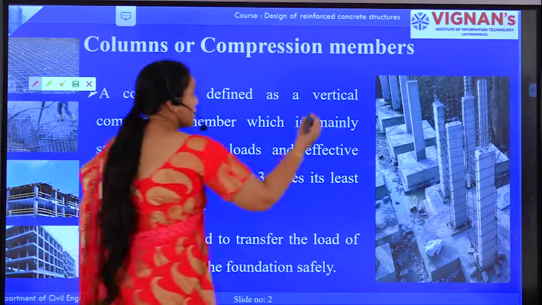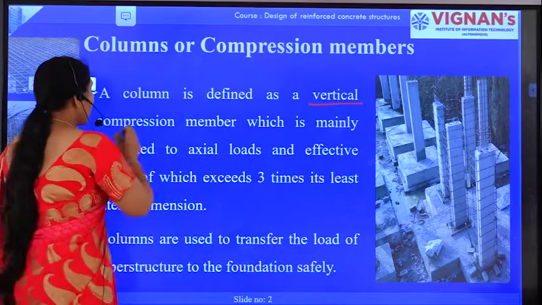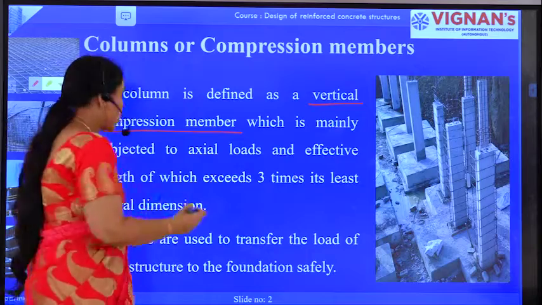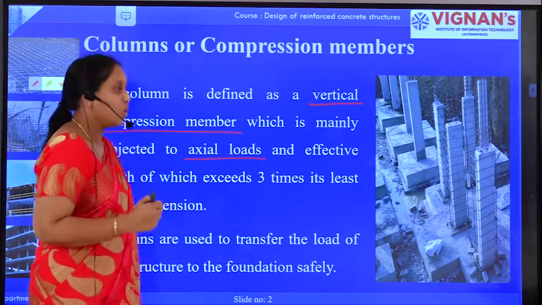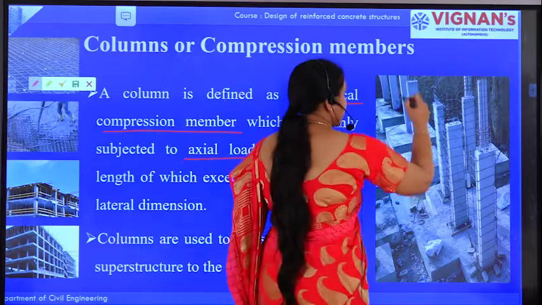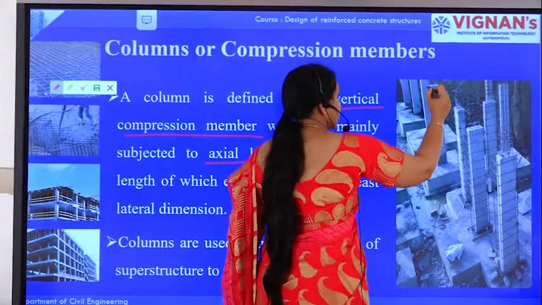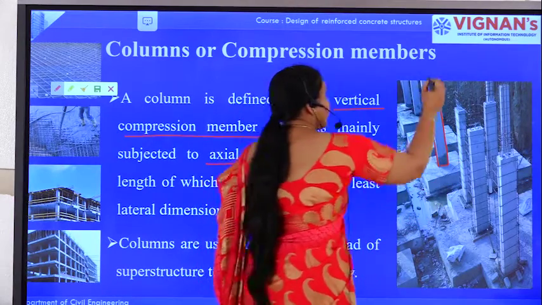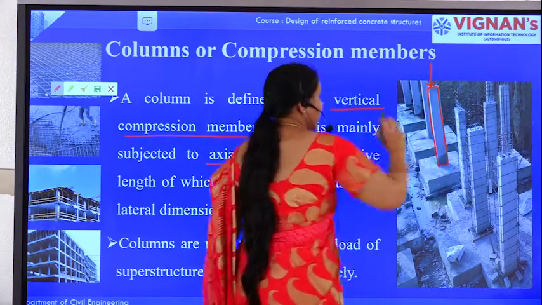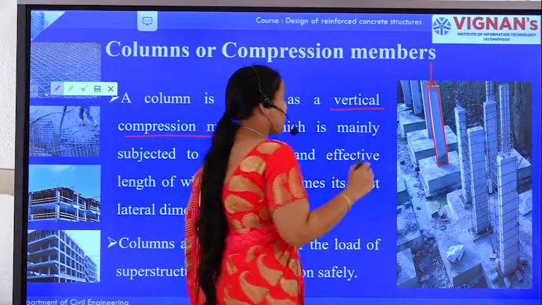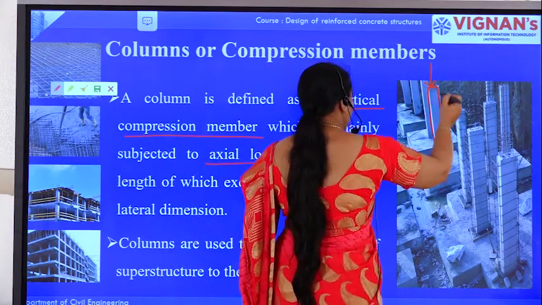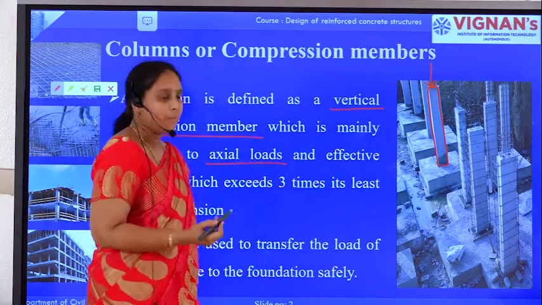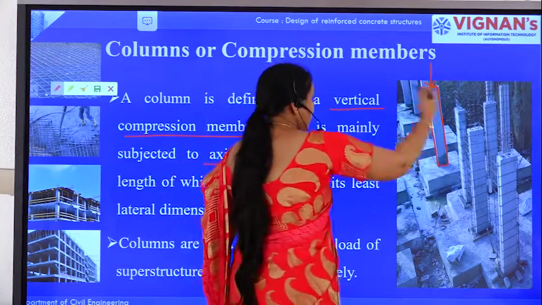A column is a vertical compression member which is mainly subjected to axial loads. Here, if you can see, this is the column. This is a vertical member which is subjected to the axial load. Due to the loads, it will be subjected to compression. That is the reason why it is also called a compression member. This is how a column looks like.